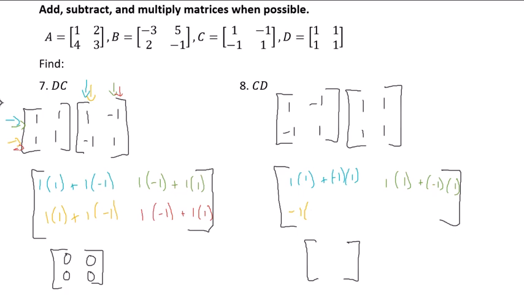Negative 1 times 1 plus 1 times 1 and negative 1 times 1 plus 1 times 1. And when we simplify that, you notice that 1 and negative 1 give you 0, 1 and negative 1 give you 0, negative 1 and 1 give you 0, and negative 1 and 1 give you 0. So in this case, these two do actually end up equaling each other. All right, so let's do another example.